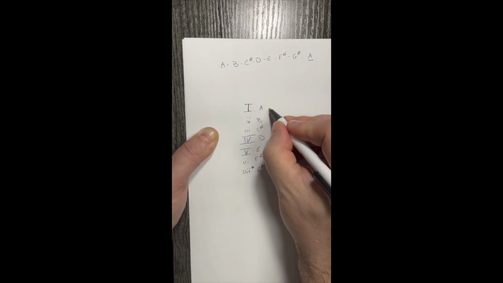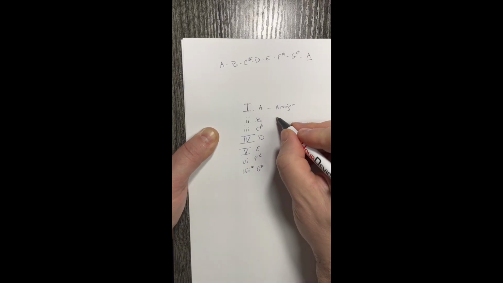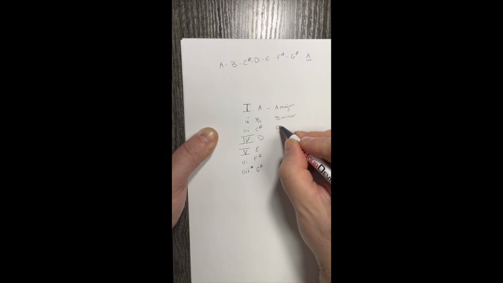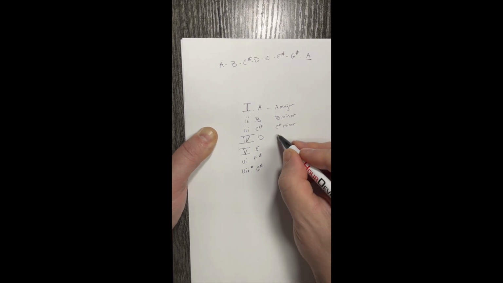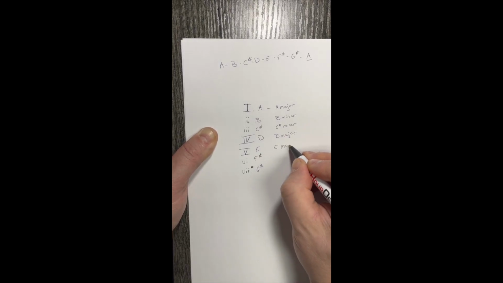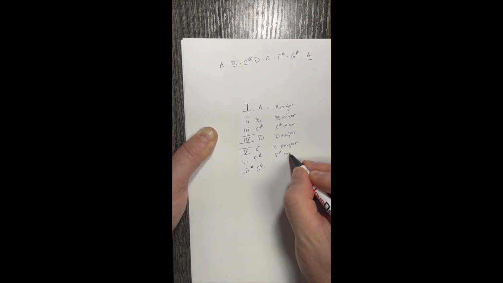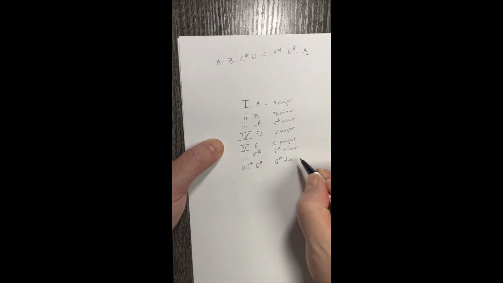Okay, so this tells us we have an A major, B minor, C sharp minor, D major, E major, F sharp minor, and then a G sharp diminished.